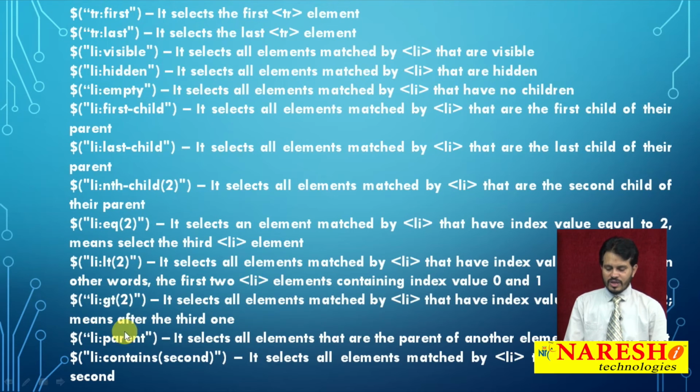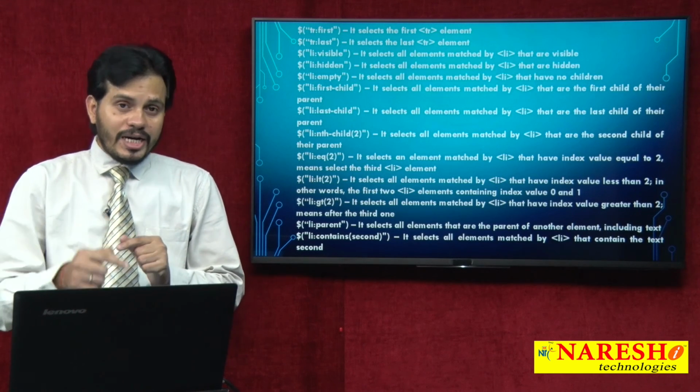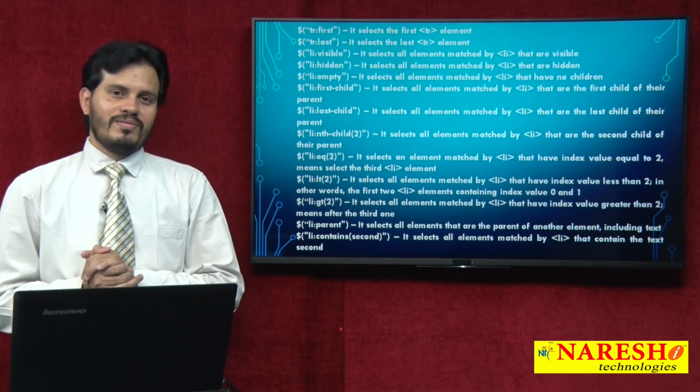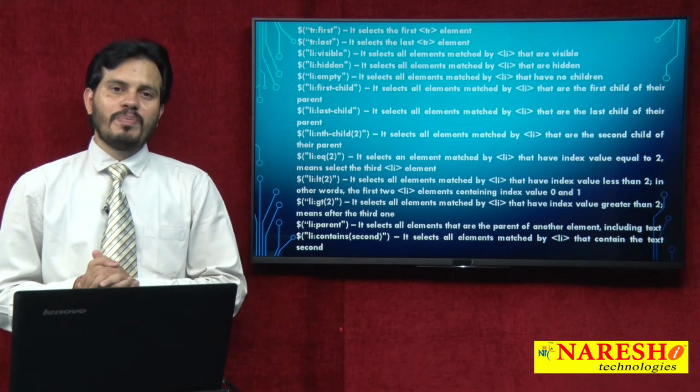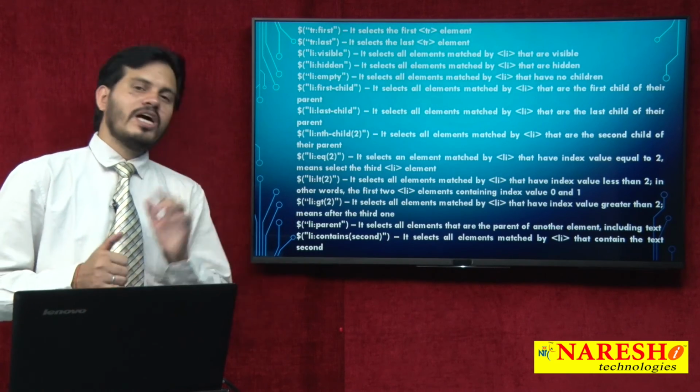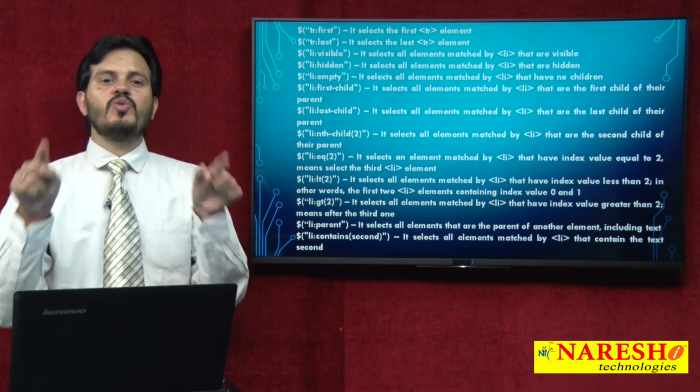Now the next one we have is li colon parent. It selects all elements that are parent of another element, including text. It means you are going to select the parent element of all elements matched by li, not the li itself. So li is contained inside ul, and ul becomes the parent for all the li's. According to this example, it is going to select the ul element.